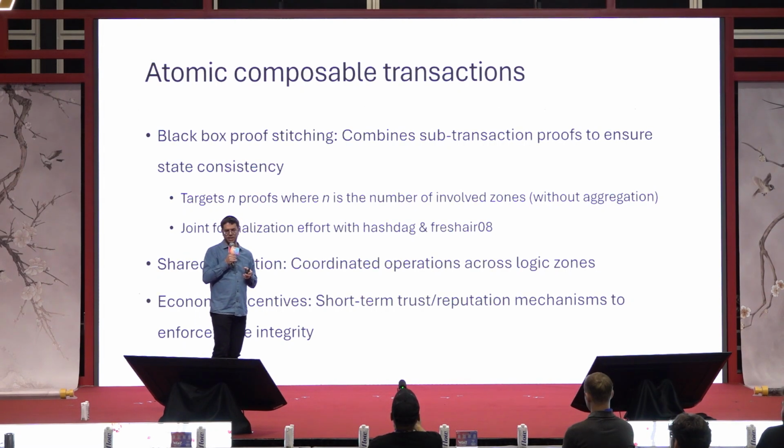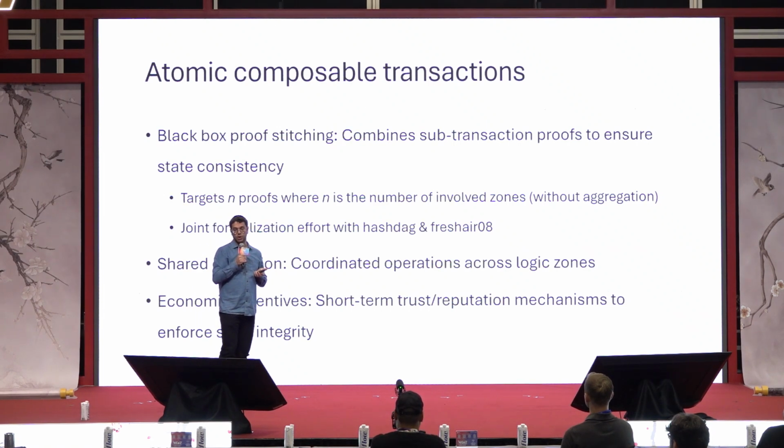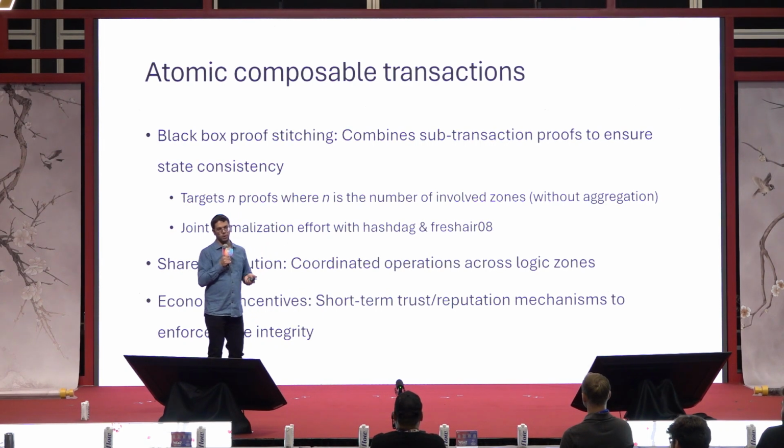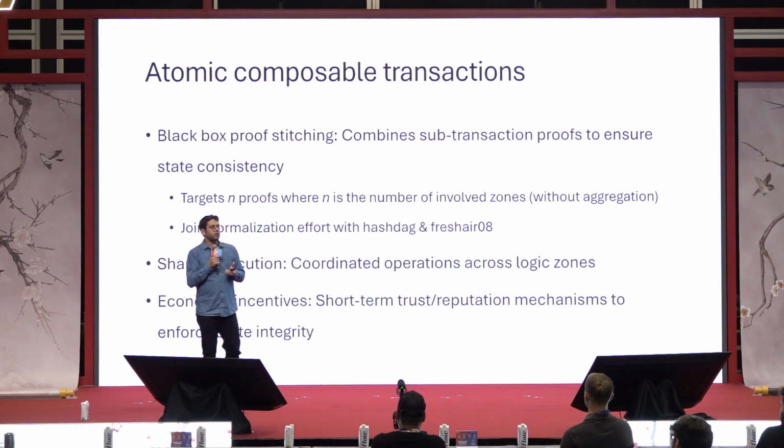This specific, not only this obviously, is a joint formalization effort with GhostDAG and Fresher 08, mostly working on this one, but also anything else probably, including other people like Roma, Ilya, and probably others I forgot to mention. And I only touched here on the proving of the composable transaction, and hardly touched on the question of who's executing the state and how we actually get these intermediate states between the subproofs.